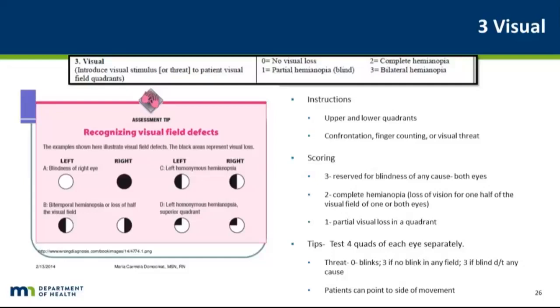A score of 3 is reserved for blindness of any cause in both eyes. A 2 is for loss of vision for 1/2 of the visual field of one or both eyes. 1 is for partial loss in a quadrant. Visual fields can be tested by threat, and if the patient is struggling with communication, they can also point to the site of movement.